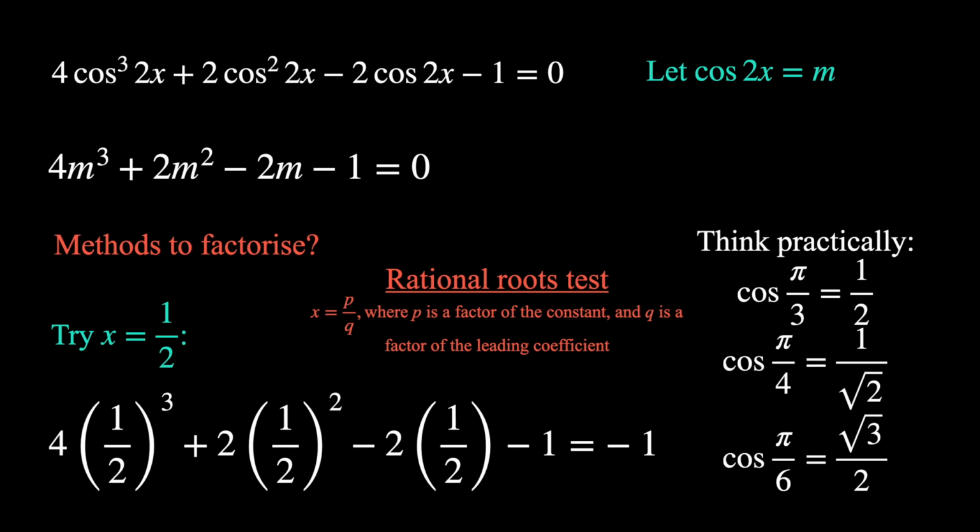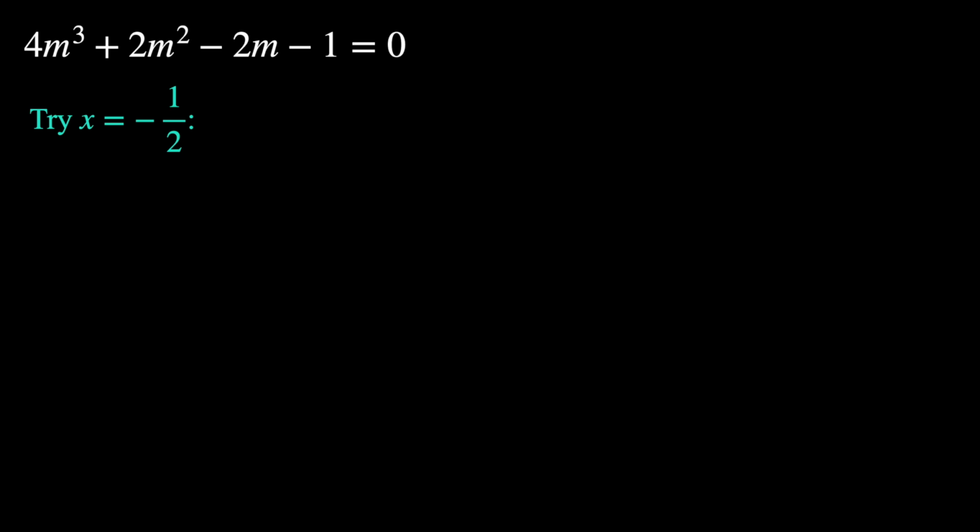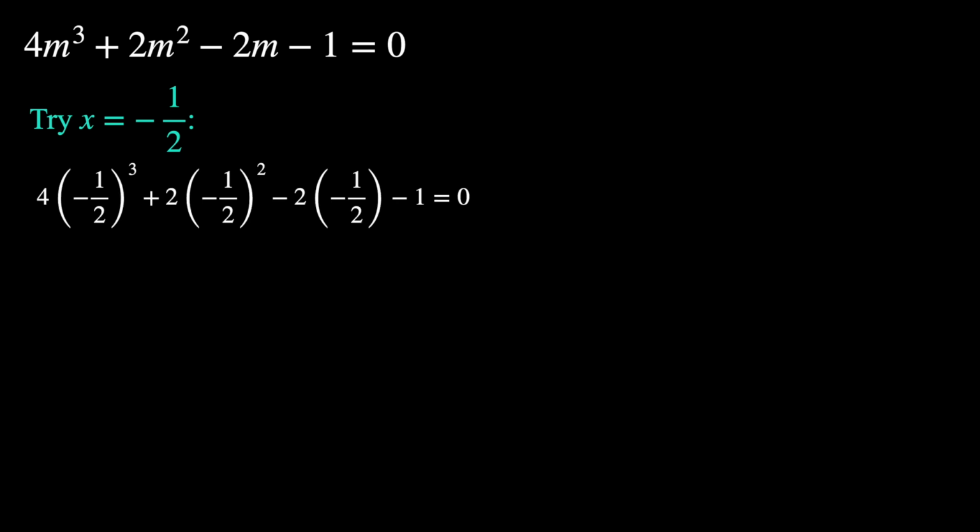Now when you're trying roots for a cubic, it makes sense to try both the positive and the negative. So next we could try x equals -1/2, and we do notice, in fact, that is a solution to that equation. So we have a factor there. So now we can find the quadratic, the remainder of that division when we divide by m plus a half.